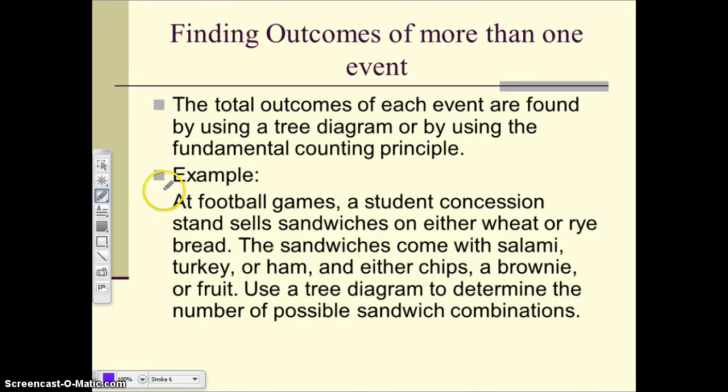So for this example right here, you're at a football game with some kind of a concession stand where you can get sandwiches with either wheat or rye. For a meat, you can get salami, turkey, or ham, and as a side, you can get chips, a brownie, or fruit. How many different possible lunches are there? This isn't so easy as counting how many numbers there are on a dice or how many numbers there are on a spinner.